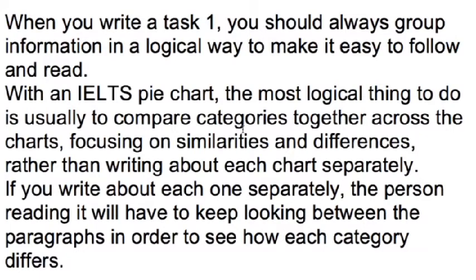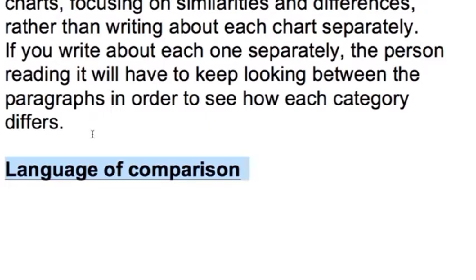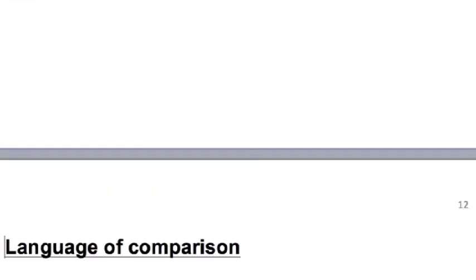If you write about each one separately, the person reading it will have to keep looking between the paragraphs in order to see how each category differs. So you'll have to group the information logically so that your writing task won't look so boring. Let's see about the language of comparison, how you would compare the data in the graph. Language of comparison is very important.